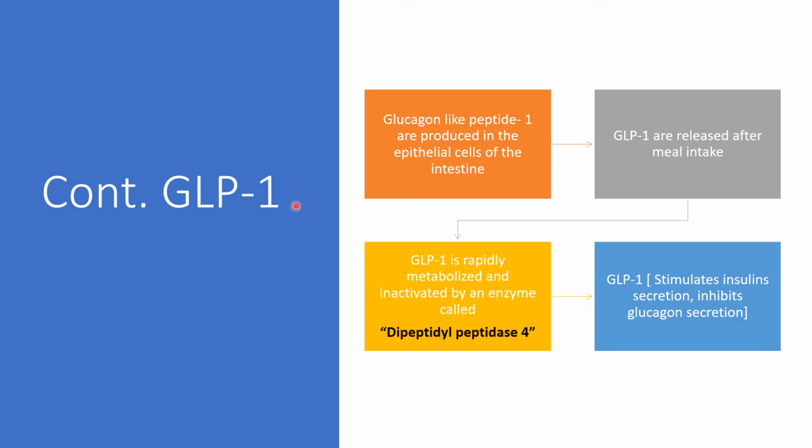Still on glucagon-like peptide 1, they are produced in the epithelial cells of the intestine. They are released after meal intake, but they are rapidly metabolized and inactivated by an enzyme called dipeptidyl peptidase 4. You could see that I'm burning this. Do you know why? We will come across a group of medications that is named this. They are going to inhibit this very enzyme. It means when they inhibit this enzyme, the rate of metabolism of glucagon-like peptide 1 will drop. So we have more of glucagon-like peptide 1 in the circulation. That is why later on we will see that they will say that peptidase 4 inhibitors and glucagon-like peptide 1 are close in actions. So GLP-1 will stimulate insulin secretion and inhibit glucagon secretion. That is the summary.